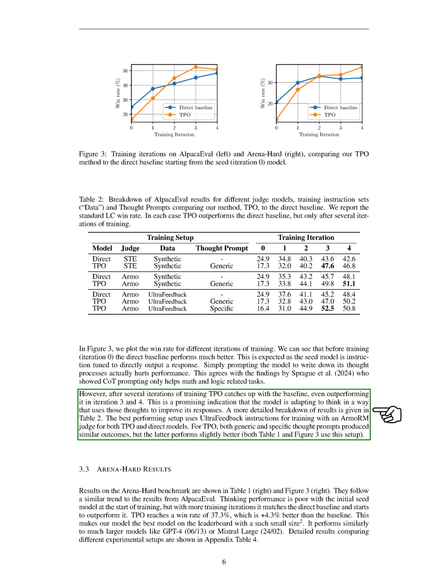For the Arena Hard benchmark, we see similar trends. Initially, the seed model's performance is low, but with more training, it matches and eventually outperforms the baseline, achieving a win rate of 37.3%, which is 4.3% better than the baseline. This positions our model as the top performer on the leaderboard despite its smaller size, comparable to larger models like GPT-4 and Mistral Large.